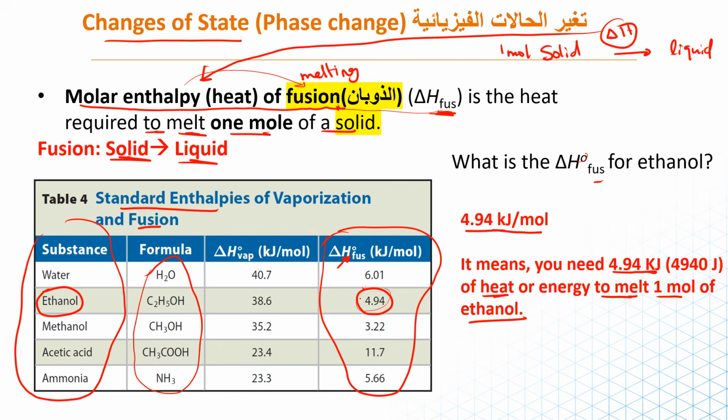So these are the amounts of energy, the heat energy we need to melt one mole of these substances. Of course, each substance needs a different amount of energy. So this is the meaning of delta H not fusion. And the word molar is there because it's for 1 mole. That's why we have molar here.